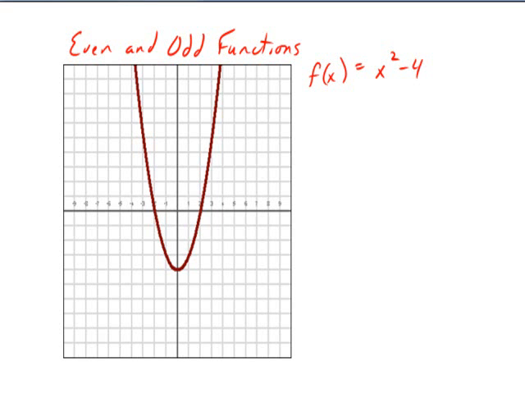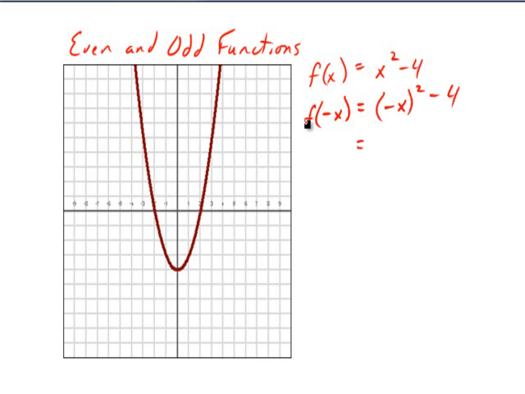In this video, we'll discuss ways to determine whether a function is odd or even or neither. Here I have a function graph, f of x equals x squared minus 4. To determine if this is an odd or even function, we can evaluate the function at negative x. In other words, replace each of the x's in the function with a negative x and then simplify.